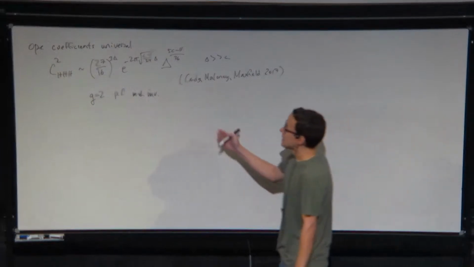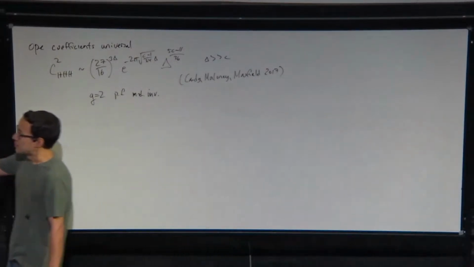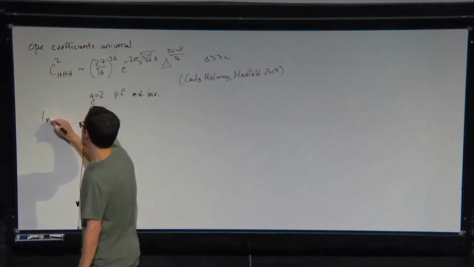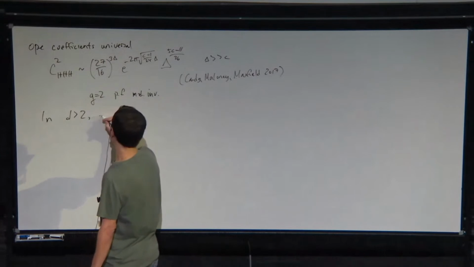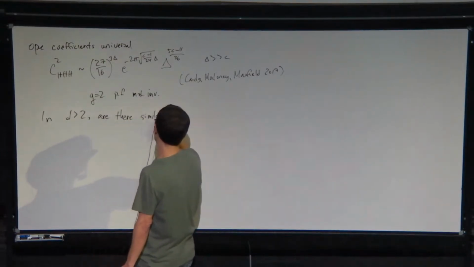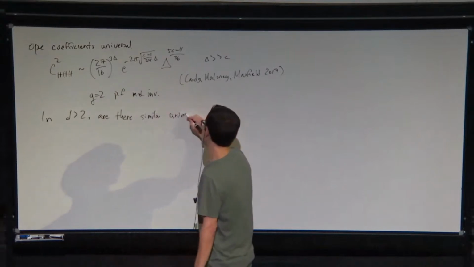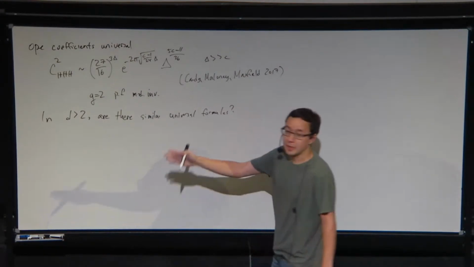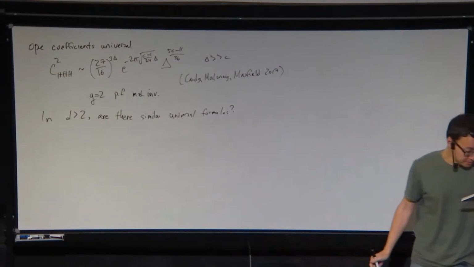So the question I'm going to ask in this talk is, so we have all these wonderful universal features for 2D CFTs. You can ask in d bigger than 2, are there similar universal formulas, both for the entropy and for the OPE coefficient, the 3-point functions?